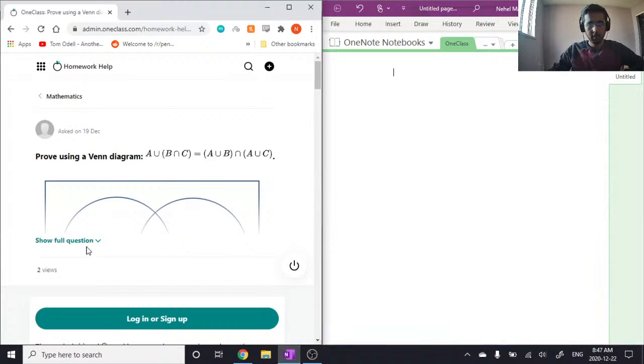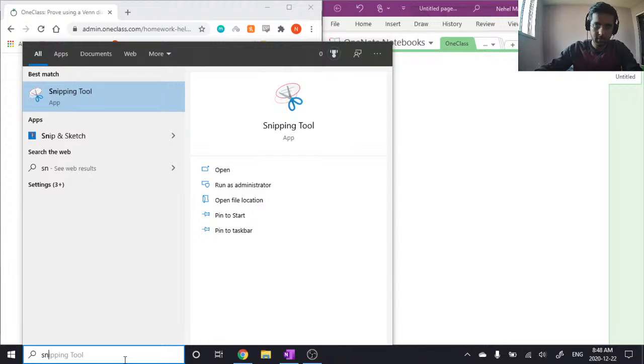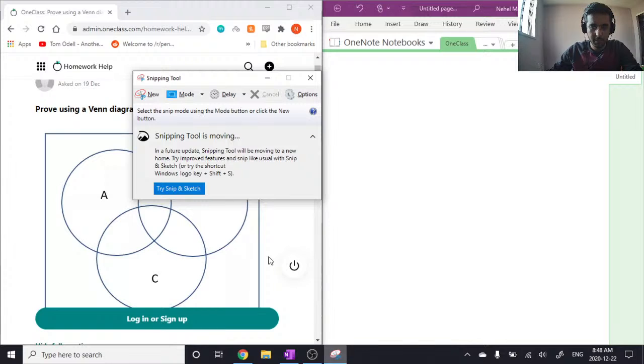Okay, so the first question for today is: prove using a Venn diagram that A union B intersection C is equal to A union B intersection A union C. So we're given this Venn diagram. I'm just gonna copy this over.